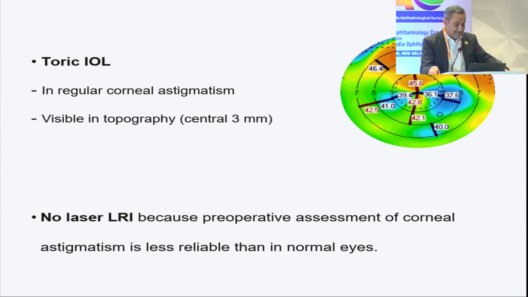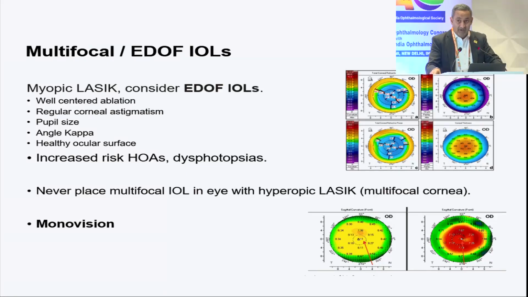Never do laser limbal relaxing incisions, because the preoperative assessment of the corneal astigmatism is less reliable than in virgin eyes. What about multifocal or extended depth of focus IOLs? Multifocal is not preferable, but extended depth of focus IOLs can be used in myopic LASIK, provided that you have a well-centered ablation, large optical zone, regular corneal astigmatism, a scotopic pupil size that is not too large, small angle kappa, and a healthy ocular surface.